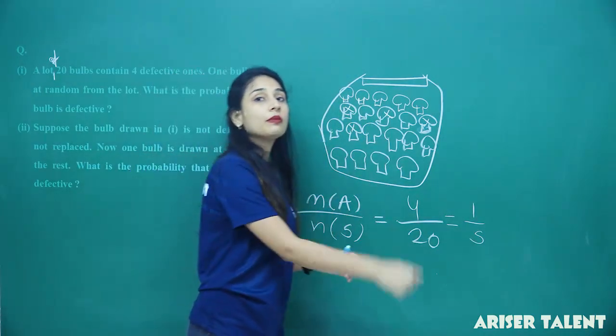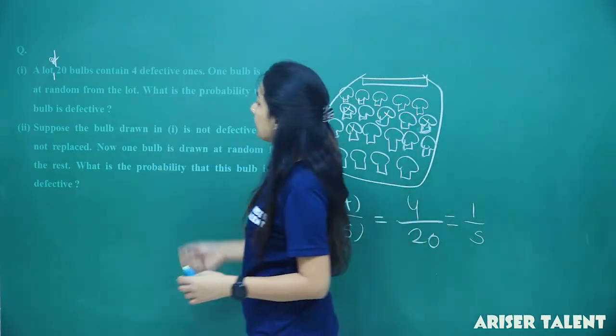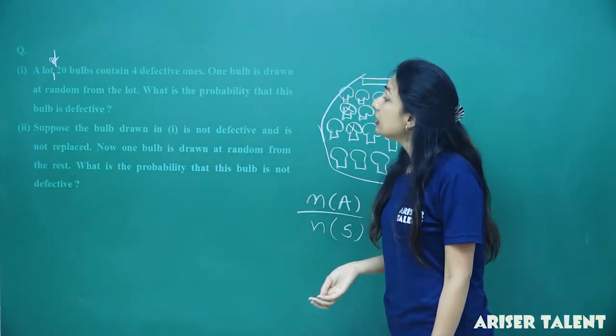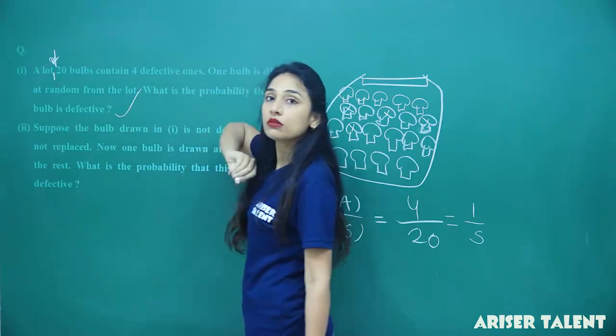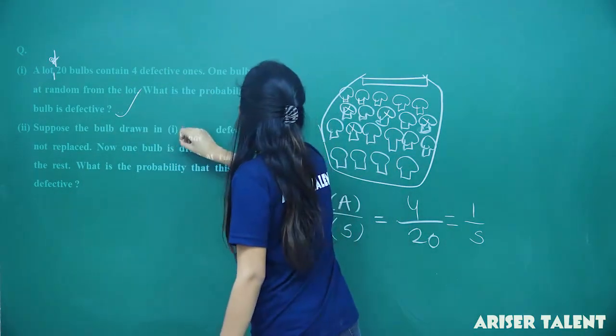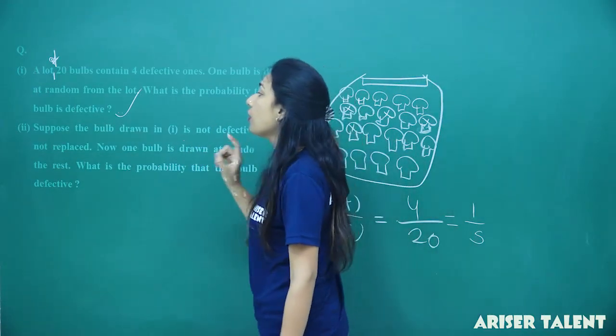Now the second question, my dear students. The second question is here. Suppose the bulb, that you have to do in your homework. Suppose the bulb is drawn in 1. Now this has been drawn. You have drawn the bulb from this. Now it is not defective and is not replaced.